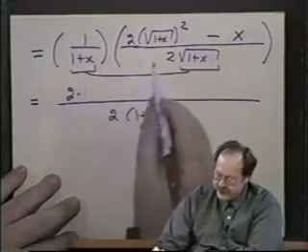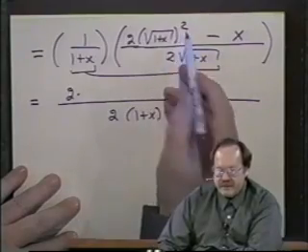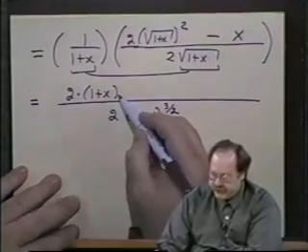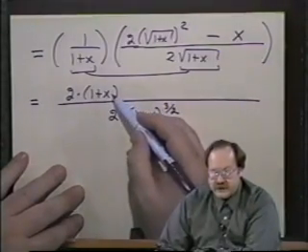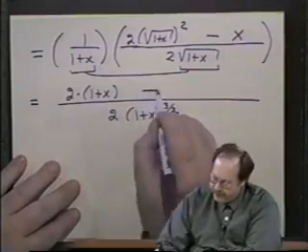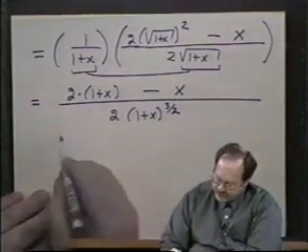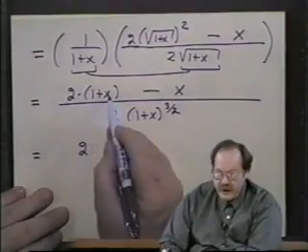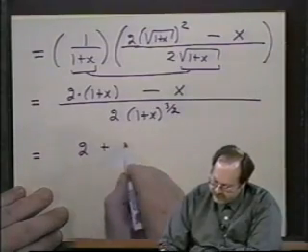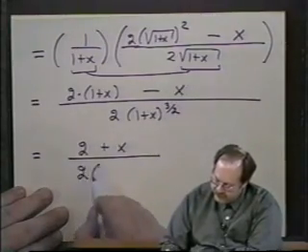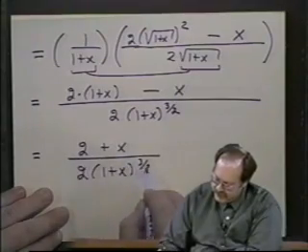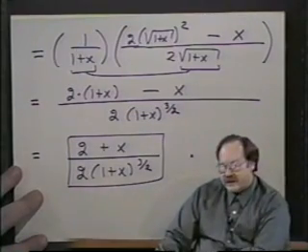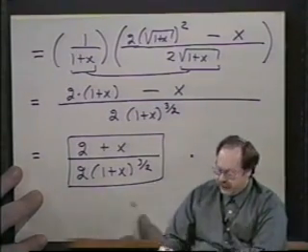Now what happens on the top here? 2 stays. Square root of 1 plus x squared, by its very definition, is going to be 1 plus x. Now there's a place where I might have needed absolute value if I hadn't chosen my x to be positive to begin with. Minus x. Well, the top can be simplified. This is 2. And then 2x minus x gives me plus x. On the bottom I have 2 times 1 plus x to the 3/2. And that's where I am going to stop. There's no other cancellation that seems apparent to me, so I'll just leave it like that.